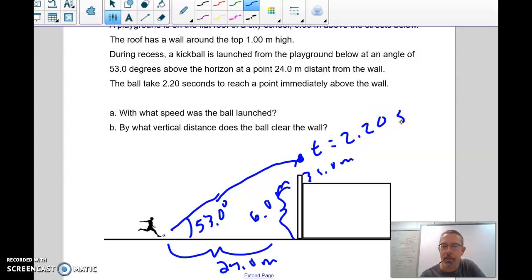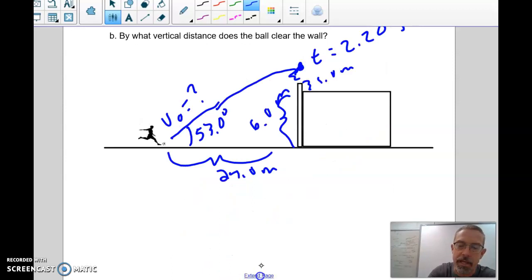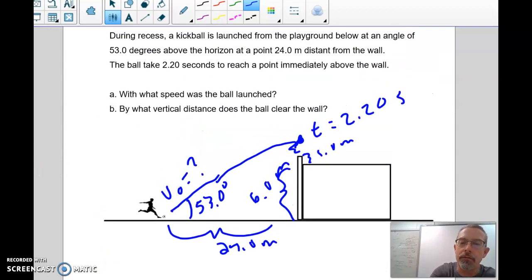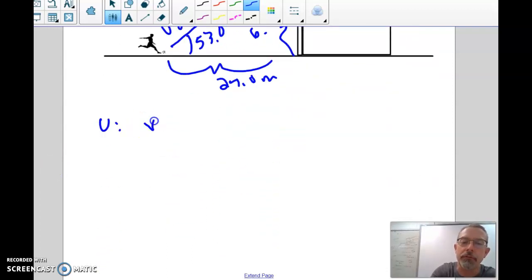So we've got a couple of questions. If that's the case, with what speed was the ball launched? So what was my v initial? Don't know that. And by what vertical distance does the ball clear the wall? Those are a couple good questions to ask. So our first unknown is what speed the ball was launched, so we're looking for our v sub o.